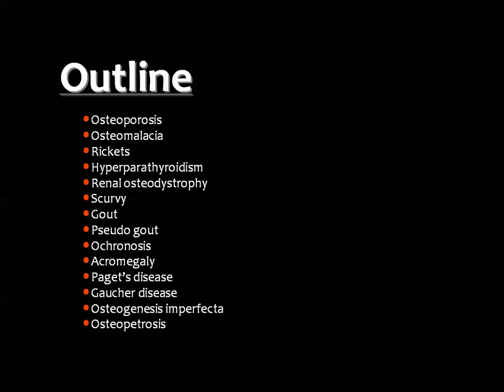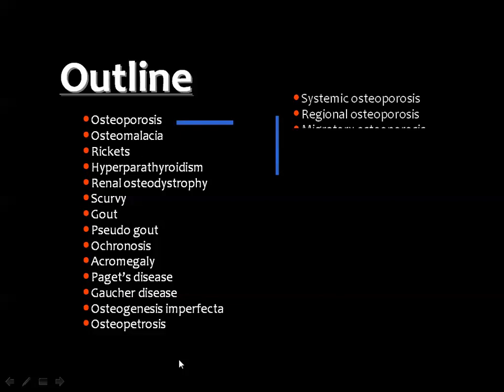Actually, the metabolic bone diseases are many, and we are going to talk about osteoporosis, osteomalacia, rickets, hyperparathyroidism, as well as renal osteodystrophy in the first part of this talk. Then we will discuss later on scurvy, gout, pseudogout, ochronosis, acromegaly, Paget disease, Gaucher's, osteogenesis imperfecta, and osteopetrosis.